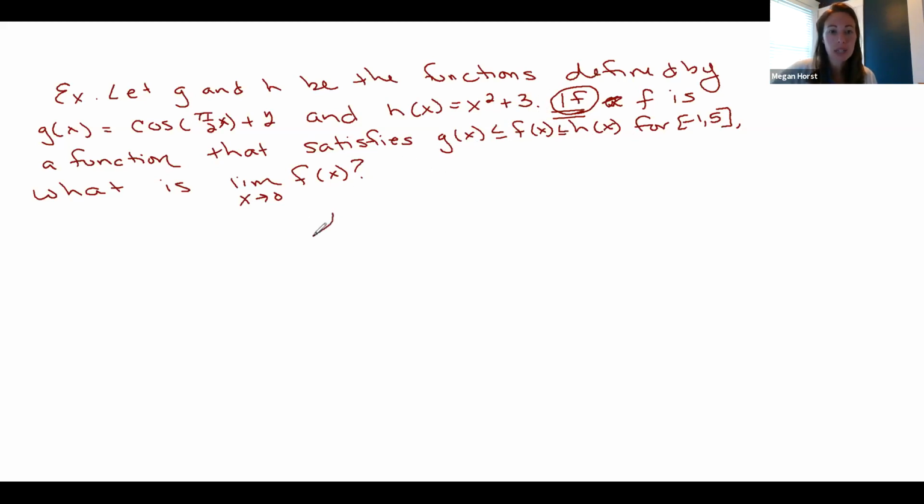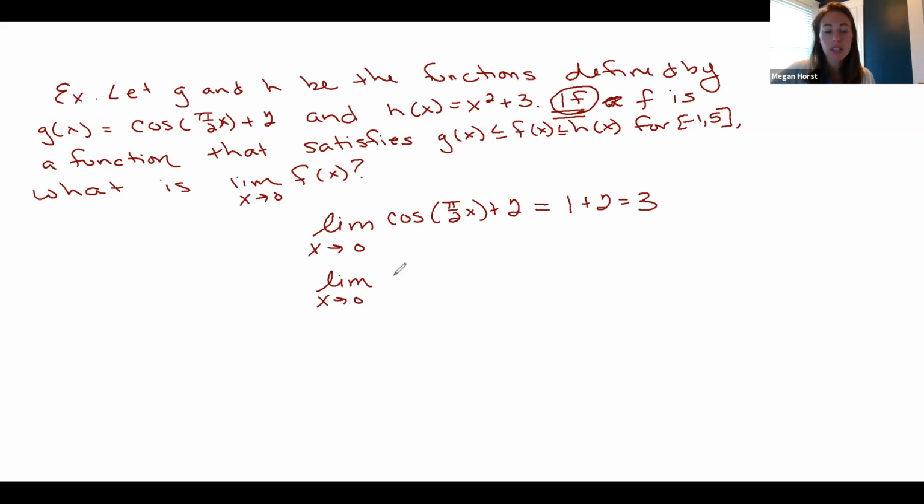I'm going to take the limit as x goes to 0 of cosine of pi over 2x plus 2. So I'm going to put 0 into this function. So I have cosine of 0. Cosine of 0 is 1, plus 2 gives me 3. And remember, go back and really make sure you know that unit circle, because you're going to have to analyze trig functions from time to time, and you want to really have that down. And then the limit as x goes to 0 of x squared plus 3 is 0 plus 3, which also equals 3. So right now we know that f of x is falling between these two values.